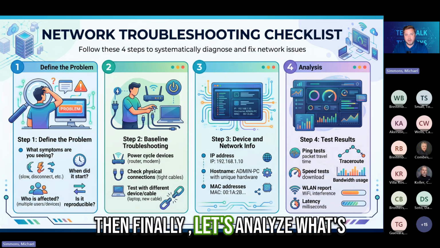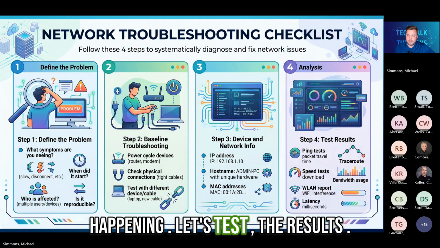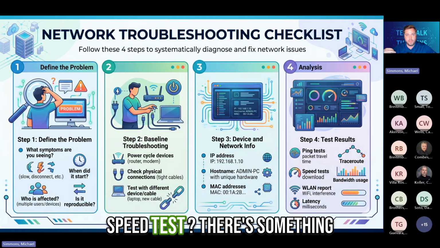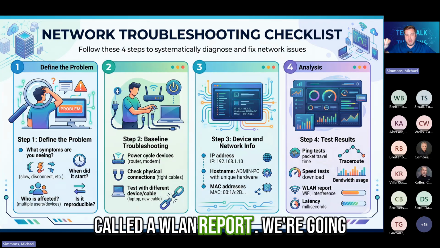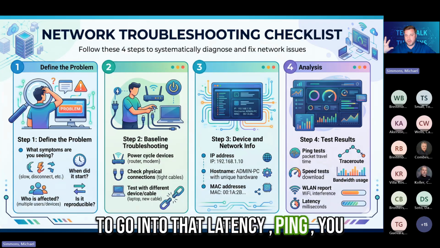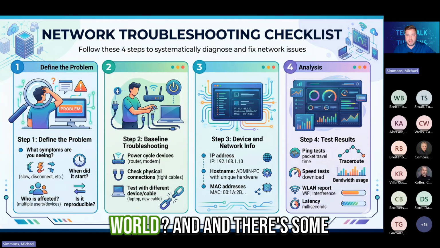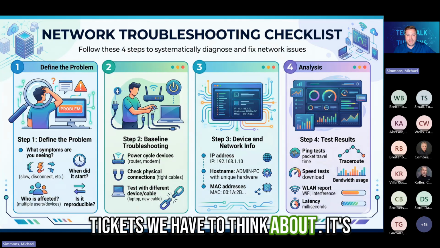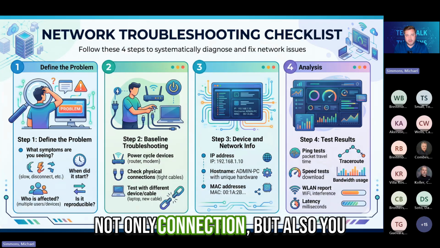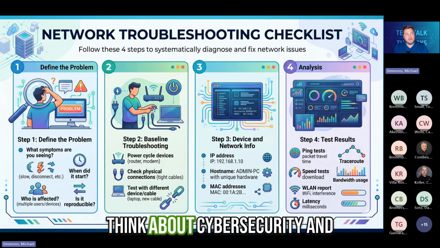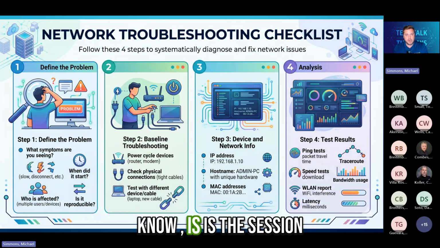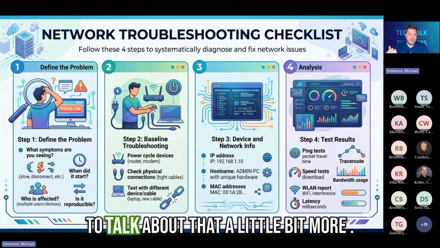And then finally, let's analyze what's happening. Let's test the results. Have we done a speed test? There's something called a WLAN report. We're going to go into that. Latency, ping, is it reaching the outside world? And there are some considerations about network tickets we have to think about. It's not only connection, but also cybersecurity and CrowdStrike. And sometimes, is the session authenticated? And so we're going to talk about that a little bit more.